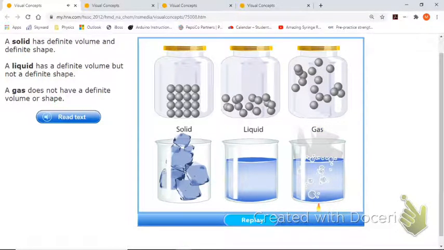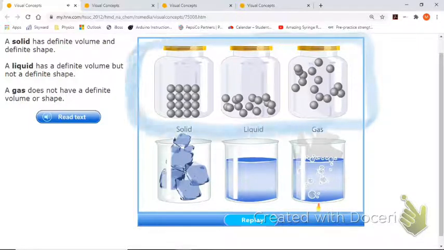So as you're looking at this and you're trying to figure out what to draw, do your best rendition of the drawings that are here at the top for the solid, liquid, and gas.